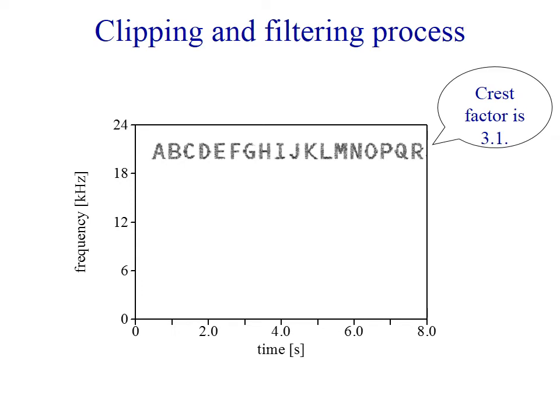This figure shows the spectrogram ART signal after filtering. The crest factor of this spectrogram ART signal is 3.1. Although the crest factor increases slightly, the visibility of the spectrogram ART signal is improved, compared with the original one.